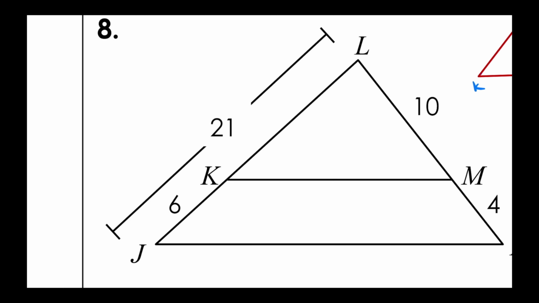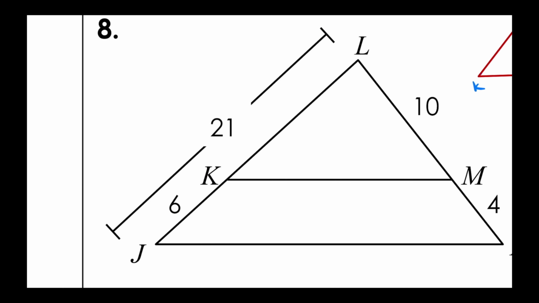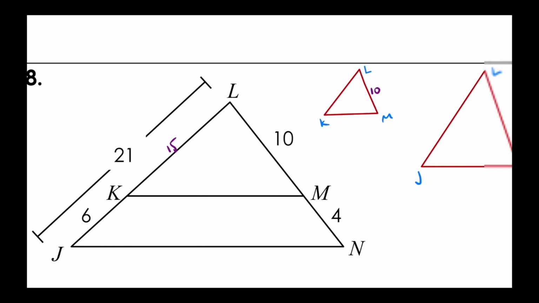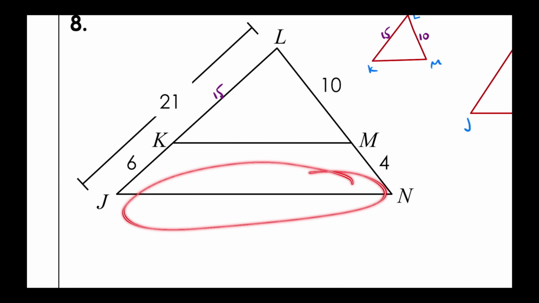Well, the whole thing is 21, right? Yes, the whole thing is 21. And this little part is 6. So that means this part is the whole thing minus this part, which, there you go, is 15. So that's 15. Now, we don't know the bottom part, do we?